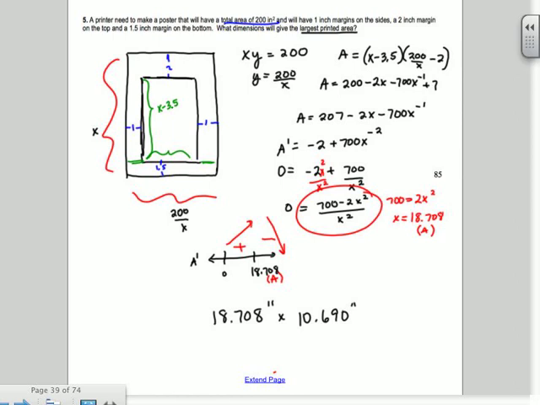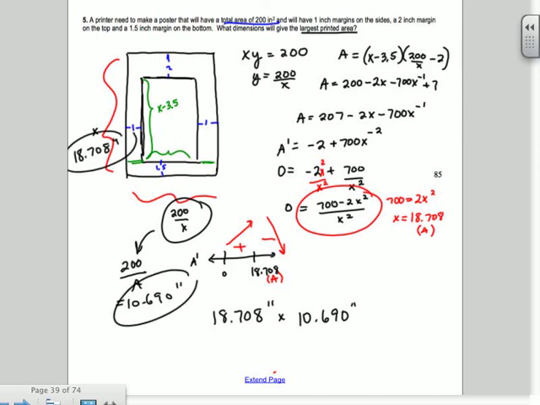Yeah, that's right. So see how this was 200 over x? So I did 200 divided by A. That was stored in the calculator. So I got 10.690. You got 18.7 because the x, yeah, because that was A. So those are your dimensions.